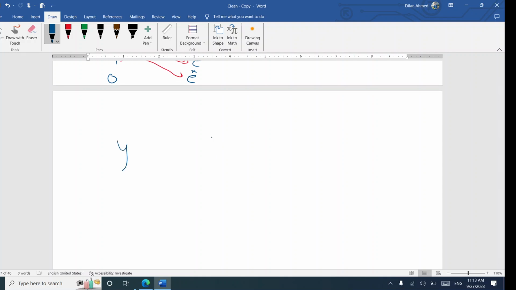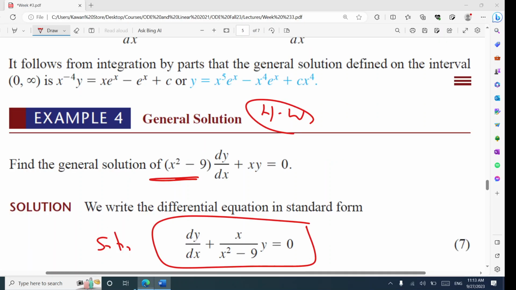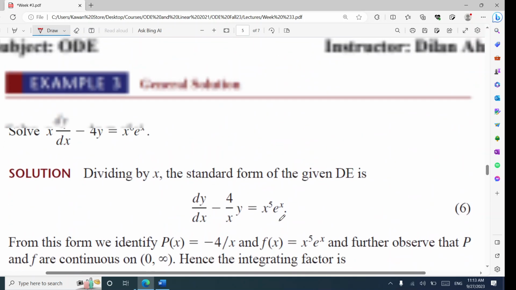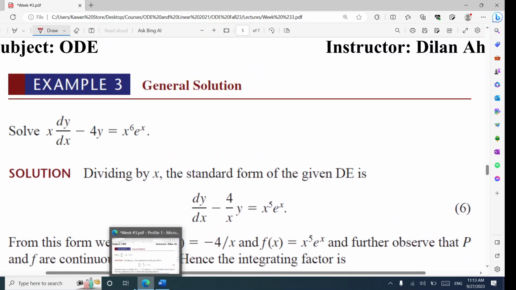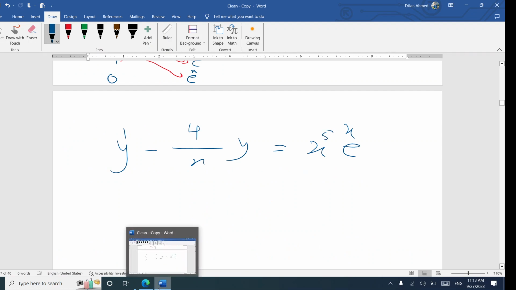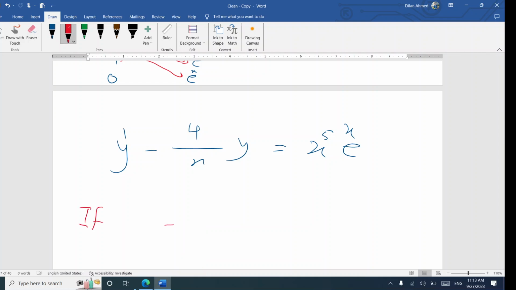We made the standard form: y prime minus 4 over x y equals x e to the power x. The integral factor is always e to the power of the integral of p of x dx. p of x is the coefficient of y, which here is minus 4 over x.